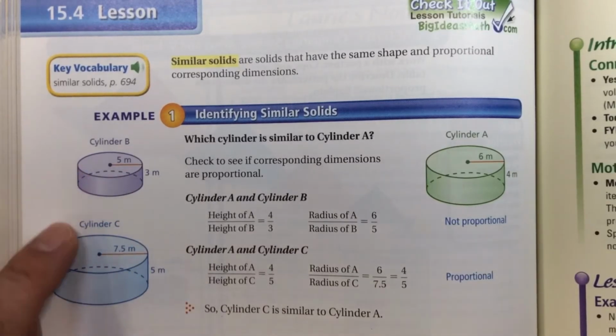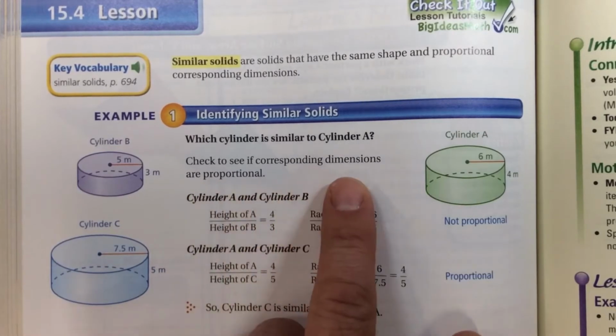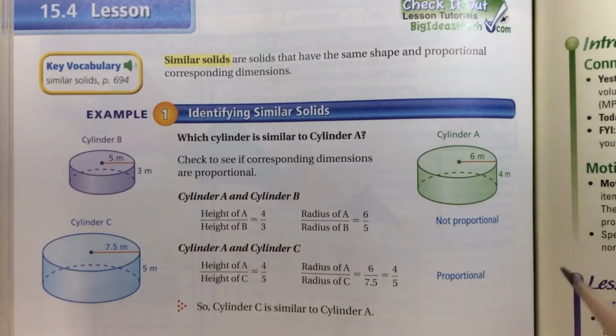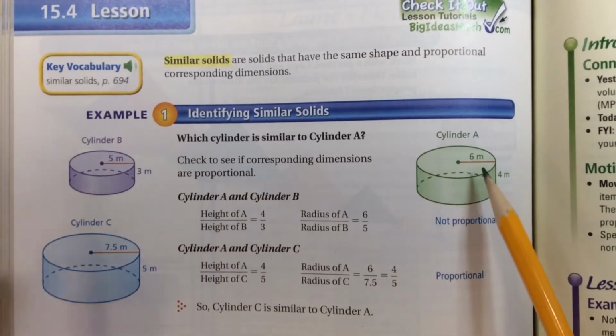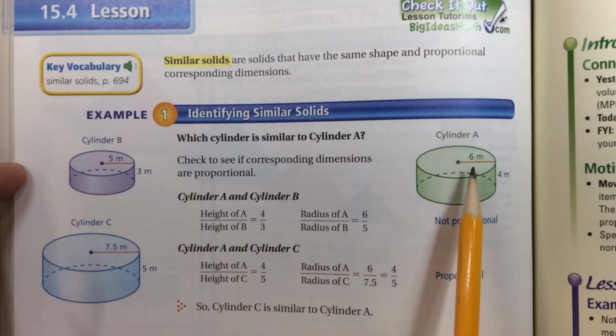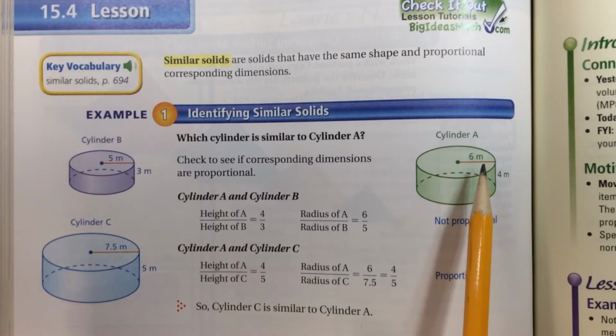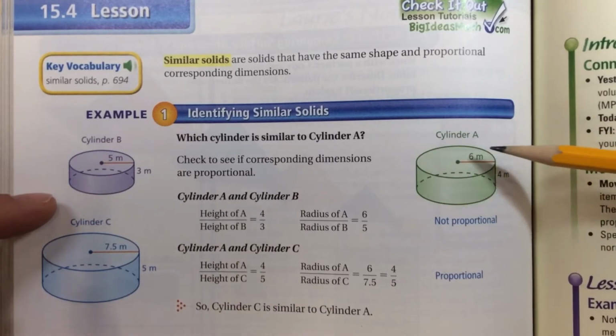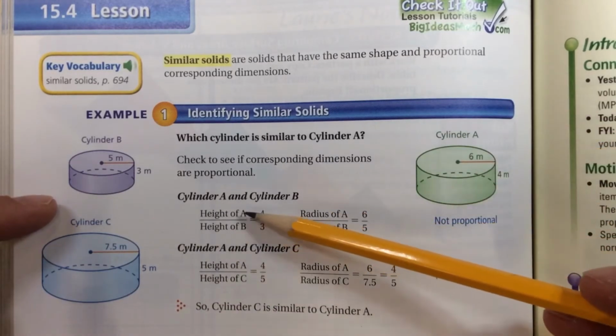So here it says, check to see if corresponding dimensions are proportional. Well, we're trying to compare them to cylinder A to see which one of these two over here, B or C, is similar to A. So what I like to do is I put the smaller of the cylinders on top, so I remember. They didn't do that here. They put cylinder A on top here.